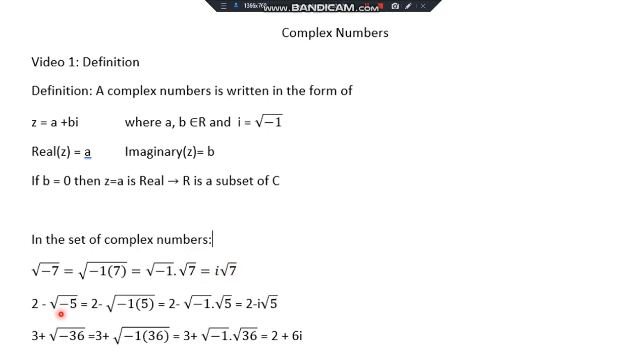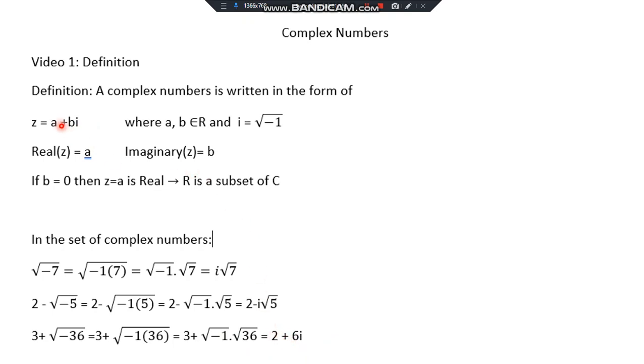If you have 2 minus the root of minus 5, same story, you can write it as 2 minus the square root of minus 1 times 5. The square root of minus 1 here is i, so 2 minus i root 5. And the last one will be the square root of minus 1 times the square root of 36, which is 6i, because the square root of minus 1, as we said, is i.